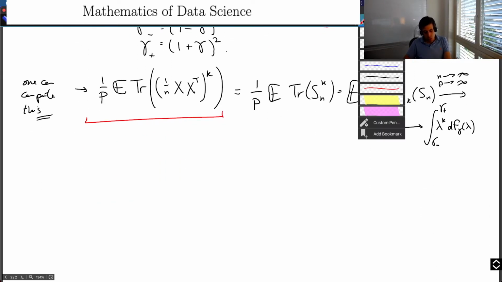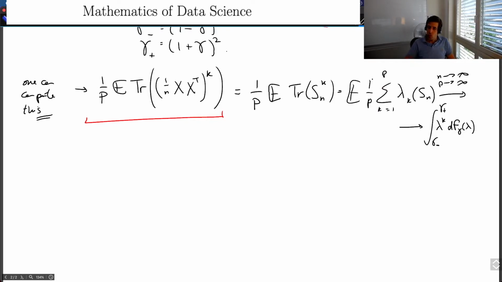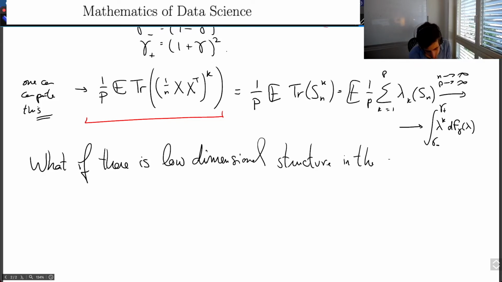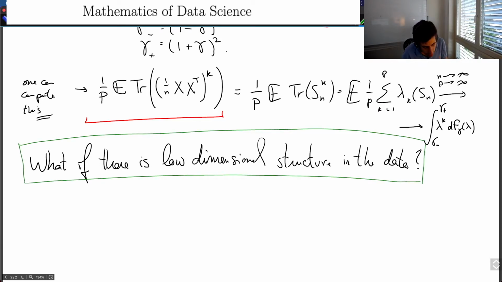What we want to study today is the spike model. Using this machinery, you can see what it looks like for a distribution that has no low-dimensional structure. But what if the interesting question is, what if there is low-dimensional structure in the data? This is sort of the key question. Do we actually see it? Let's make this a bit more interesting.